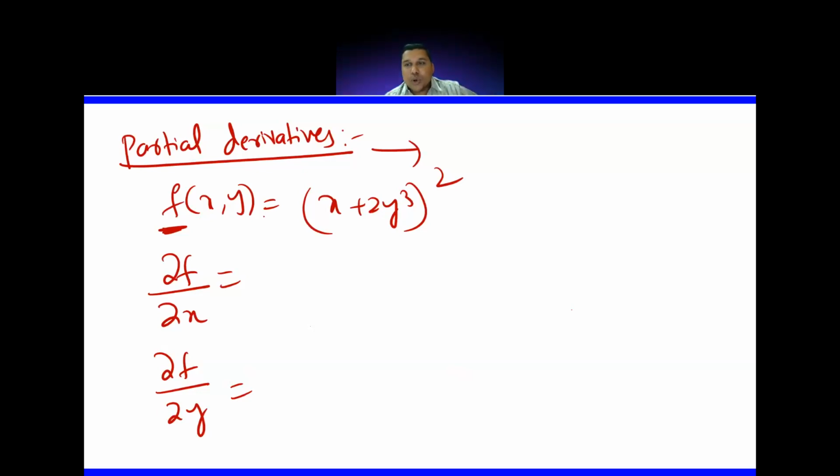When you do the partial derivative with respect to x, the other variable will act as a constant. Whereas when you do the partial derivative with respect to y, x will act as a constant and you have to find the derivative of y. Yes, somebody has given 2x plus 2y cube. That is for dou f by dou x. True. What about dou f by dou y?